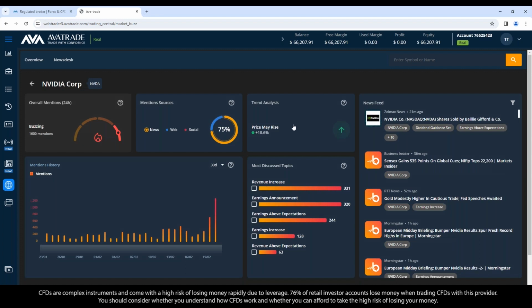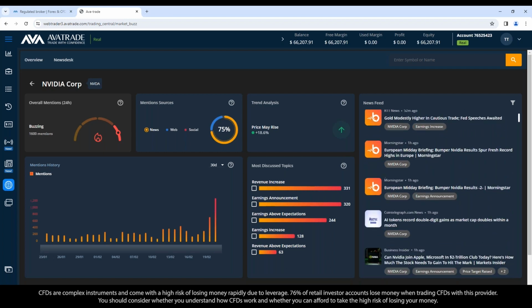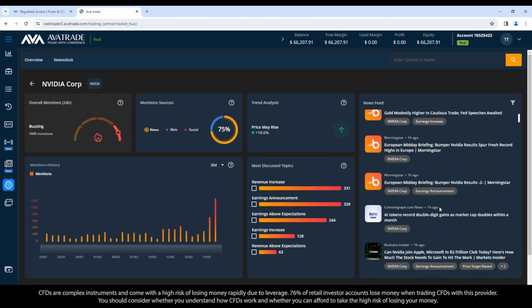Okay, the expectation. Doesn't mean 100% of the time this is right, but this is based on the current fundamental sentiment and also the current technical setup. Okay, potential 18.6% climb on the trend analysis. We also can then read recent articles about NVIDIA, okay?